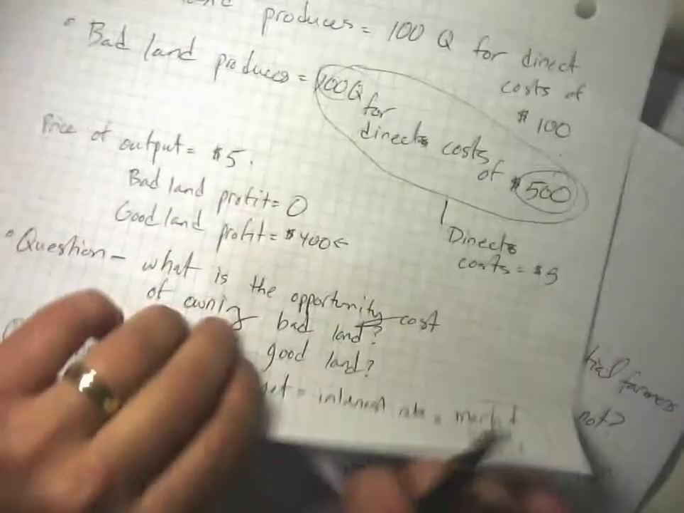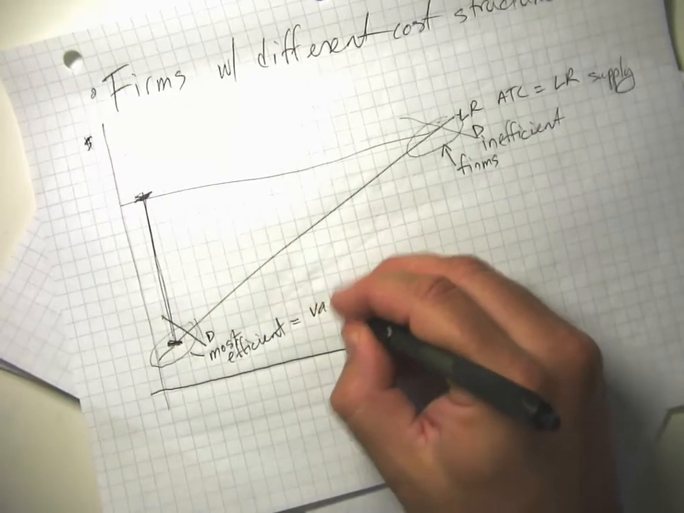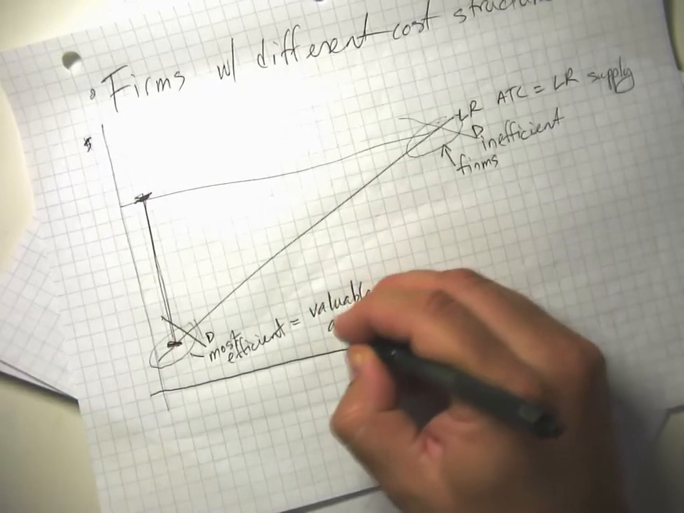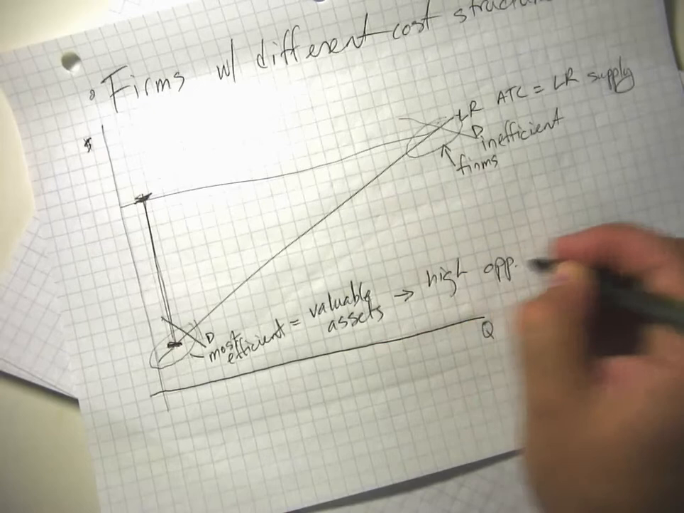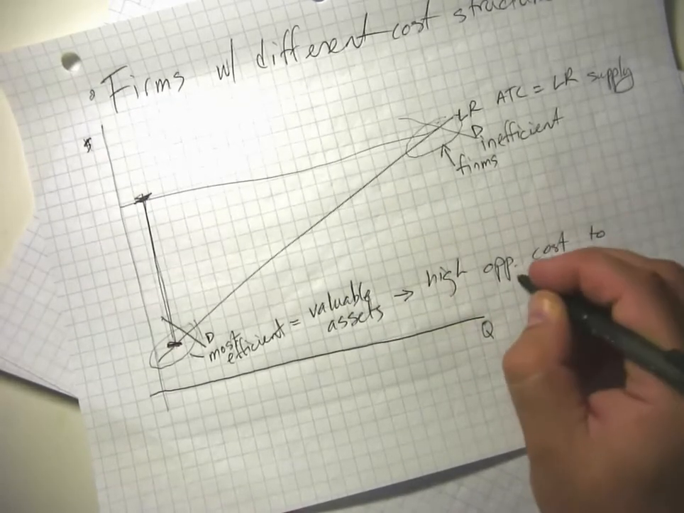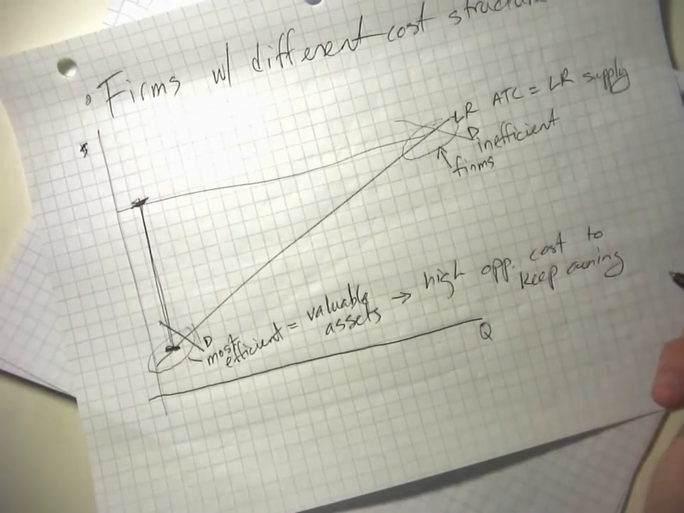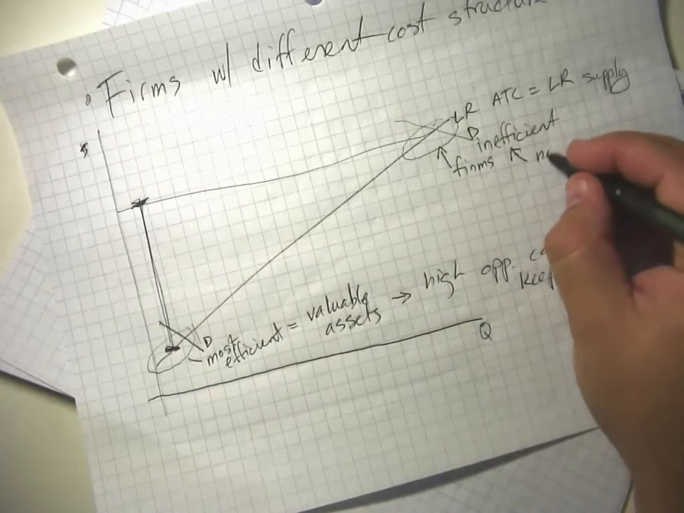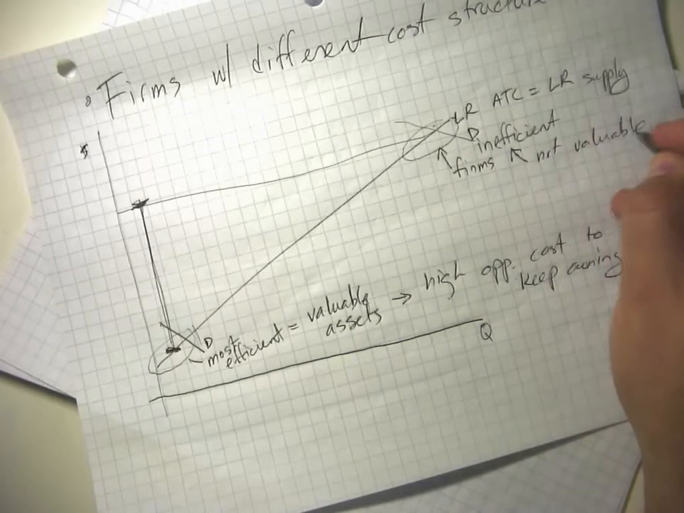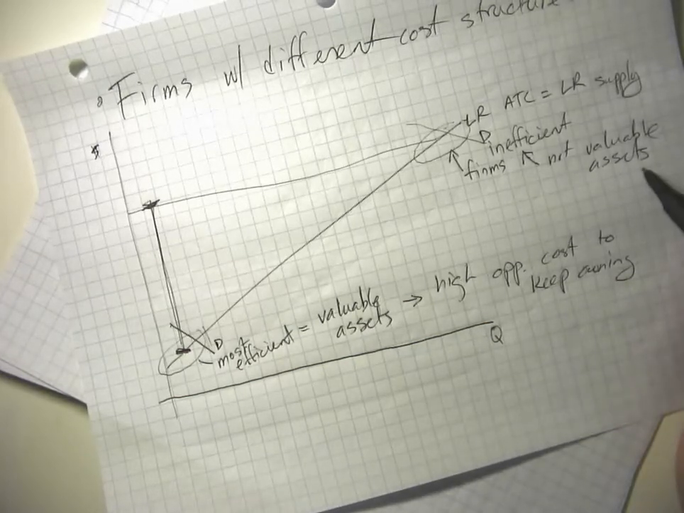So when we go back to it, going way back over here, and looking at our most efficient firms, these most efficient firms are valuable assets, or they own valuable assets. So they have a high opportunity cost to keep owning, because if we keep owning them, we're refusing to sell them and make a lot of money that way. These inefficient firms are not valuable assets. So we're not going to pass up very much by continuing to own them.